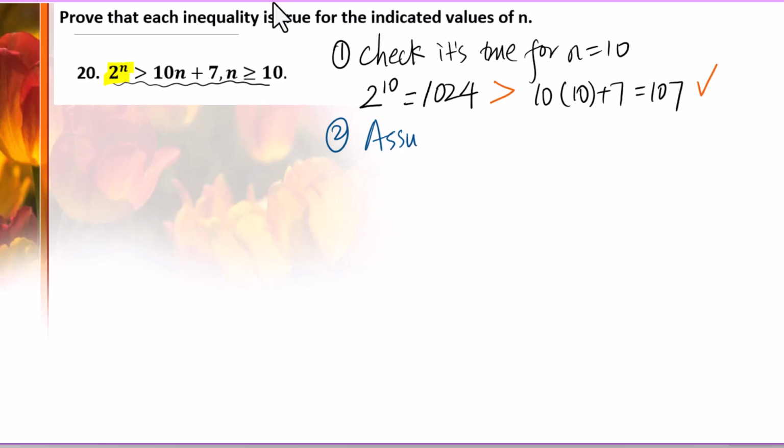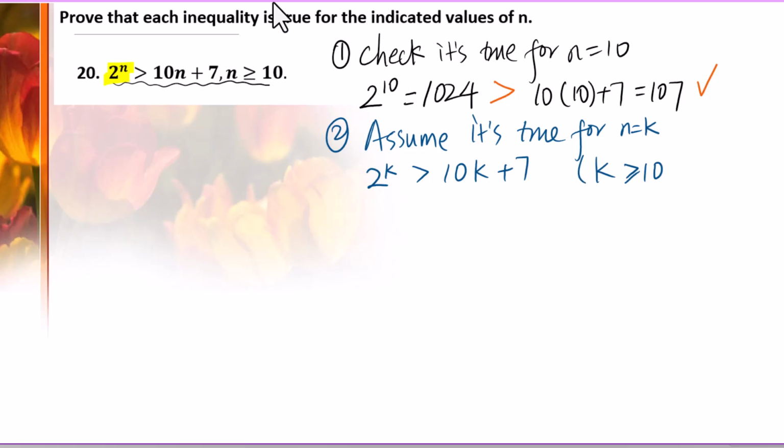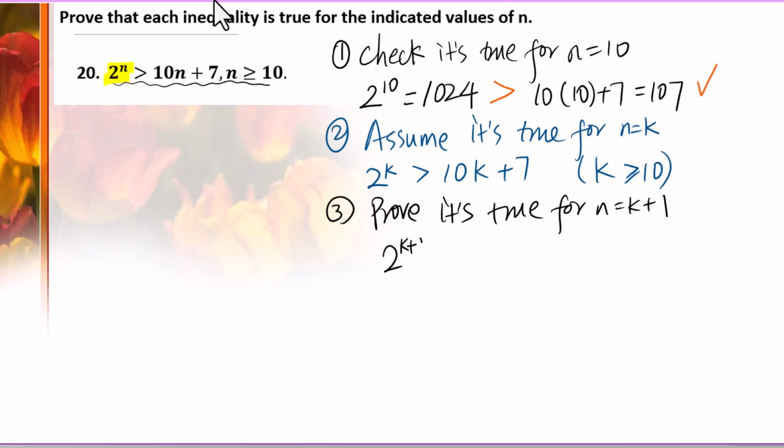Assume it's true for n equals k, which is 2 to the k's power greater than 10k plus 7 for k greater than or equal to 10. We want to prove it is true for n equals k plus 1: 2 to the power of k plus 1 greater than 10 times k plus 1 plus 7.